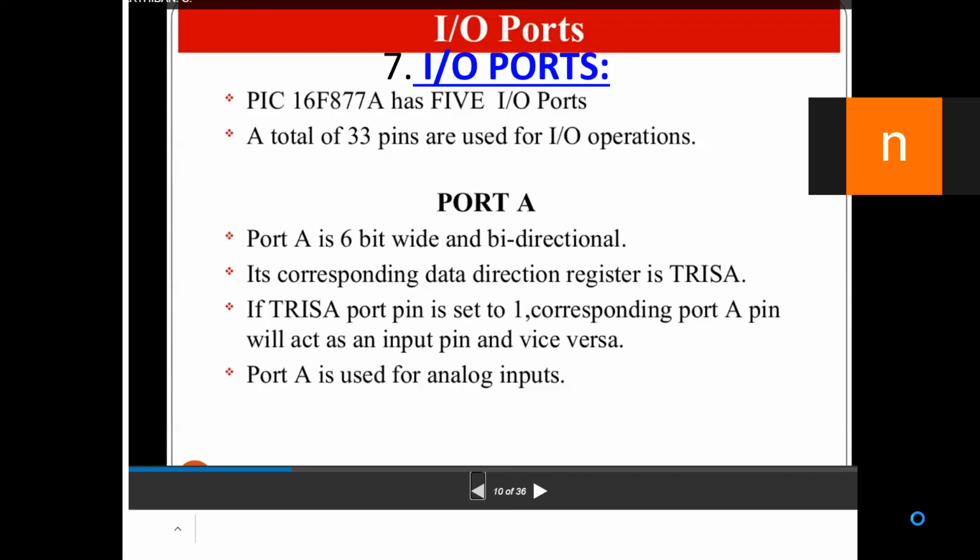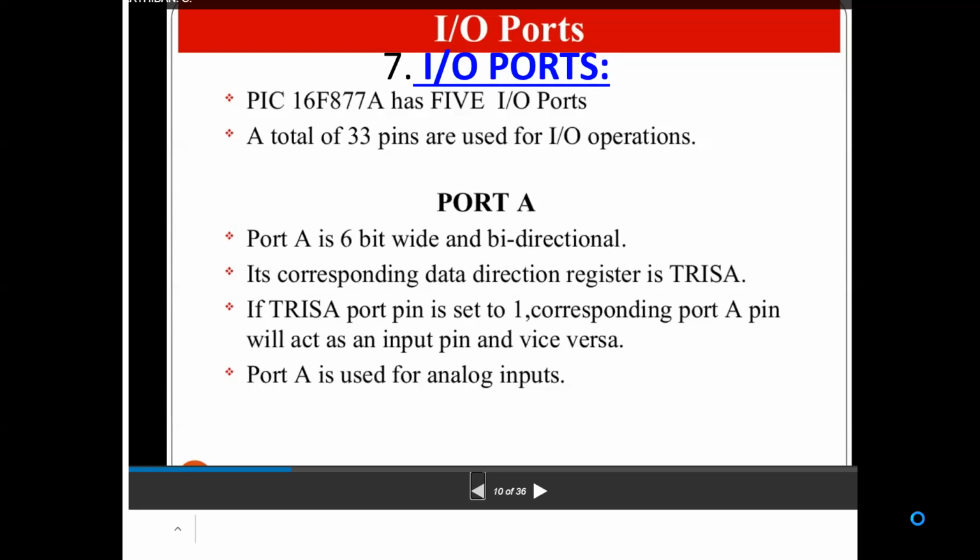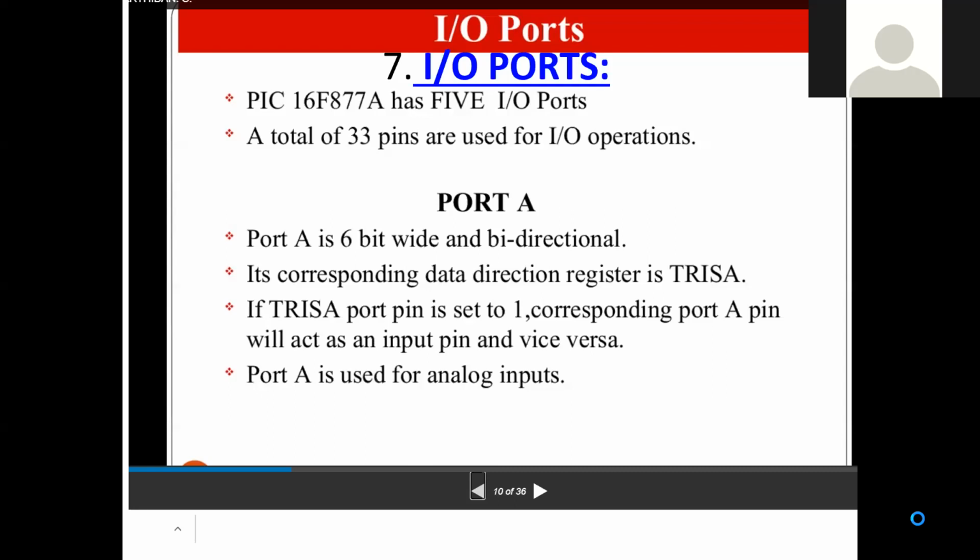You have to remember one thing: here we have 5 ports. Do you remember how many ports are there in the 8051 microcontroller? 4. Very good. What are they? Port 0, port 1, port 2, port 3. Very good.